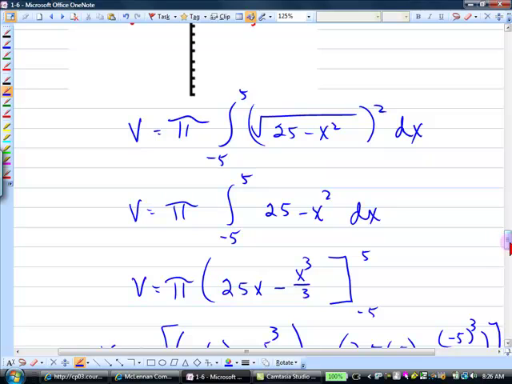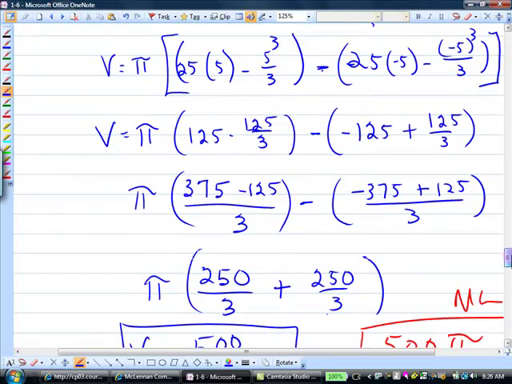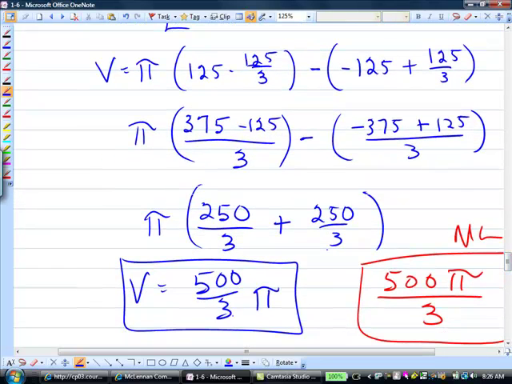Do this for me. Try this on Math 9, doing this as your function. So you would do Math 9, and you would do 25 minus x squared, comma x, comma negative 5, comma 5. And we're going to see what we get, because this is a lot of calculation. Our goal is to get 500 over 3.